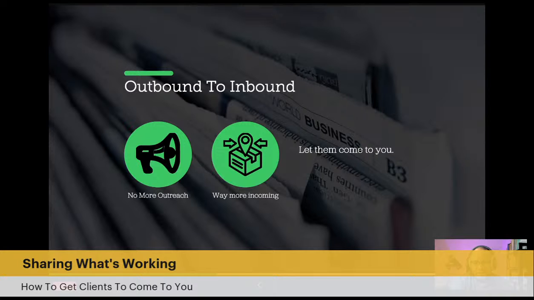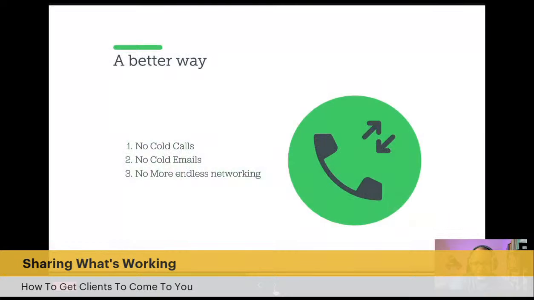Switching from outbound to inbound means shifting away from outreach. Instead of reaching out to individuals trying to get them to engage with you and your business, you change it to getting way more people coming to you. They know where you are, they know your location, they know where you are on the map. And from all directions, once they know that, they come to you. That's the better way.